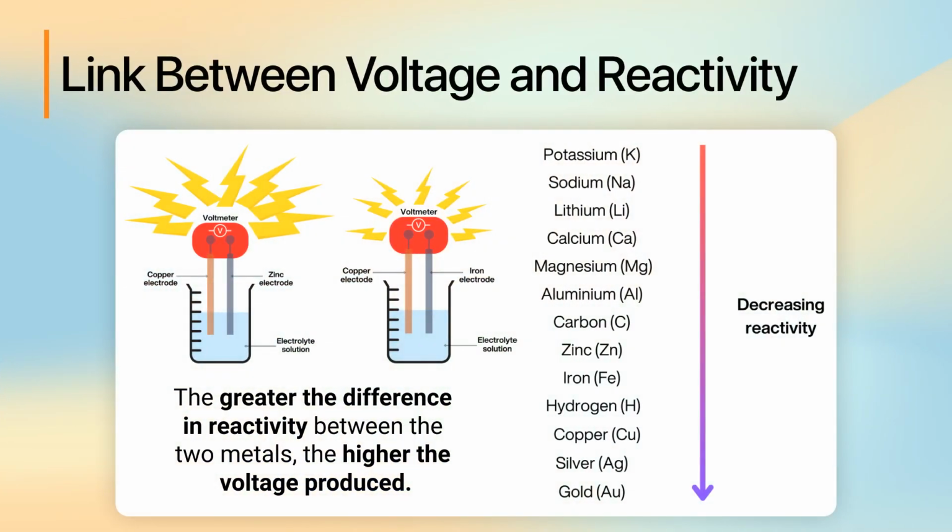The greater the difference in reactivity between the two metals, the higher the voltage produced. For example, a cell with zinc, high reactivity, and copper, low reactivity, will produce a higher voltage compared to a cell with iron, intermediate reactivity, and copper, low reactivity, because the difference in reactivity between zinc and copper is greater than that between iron and copper.